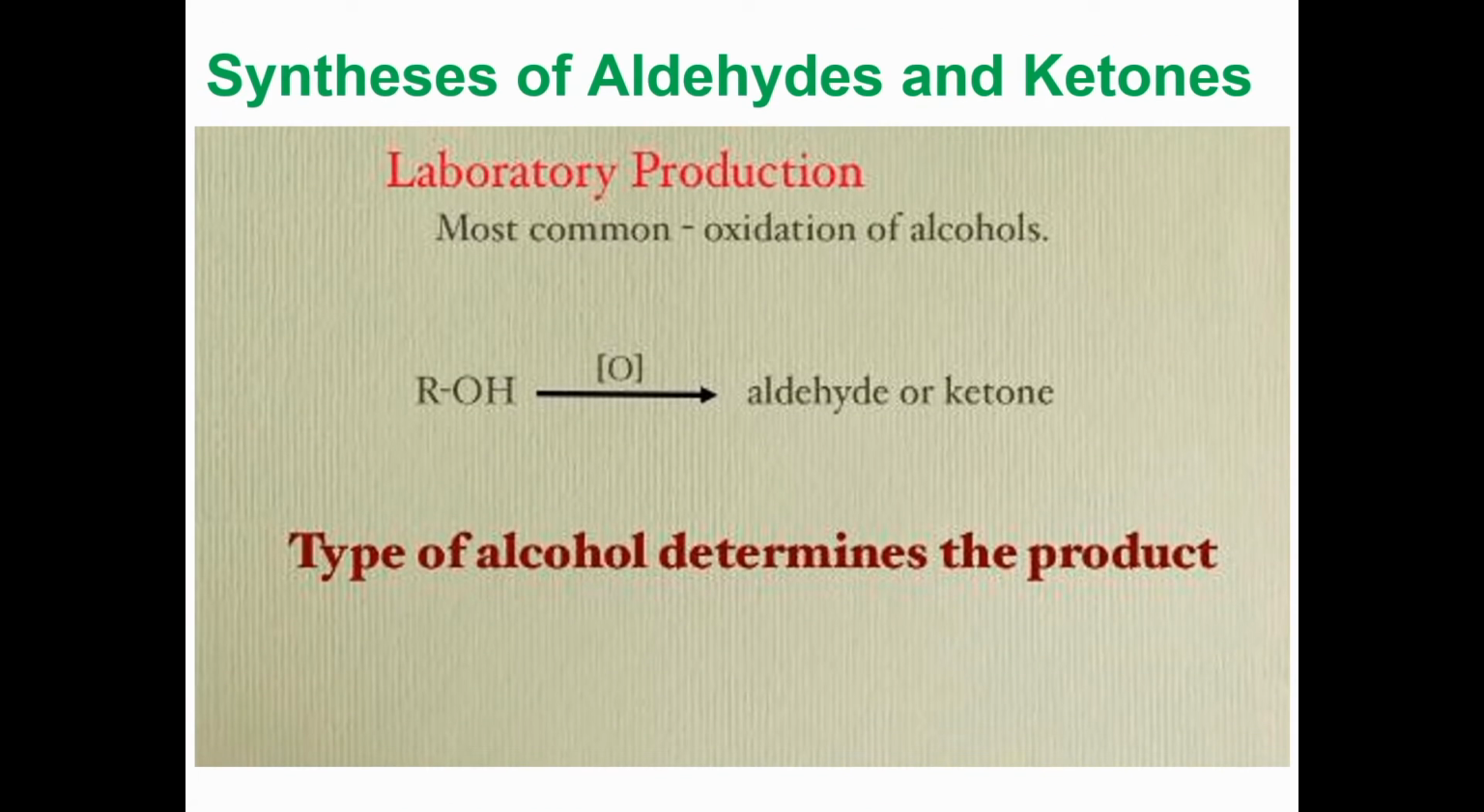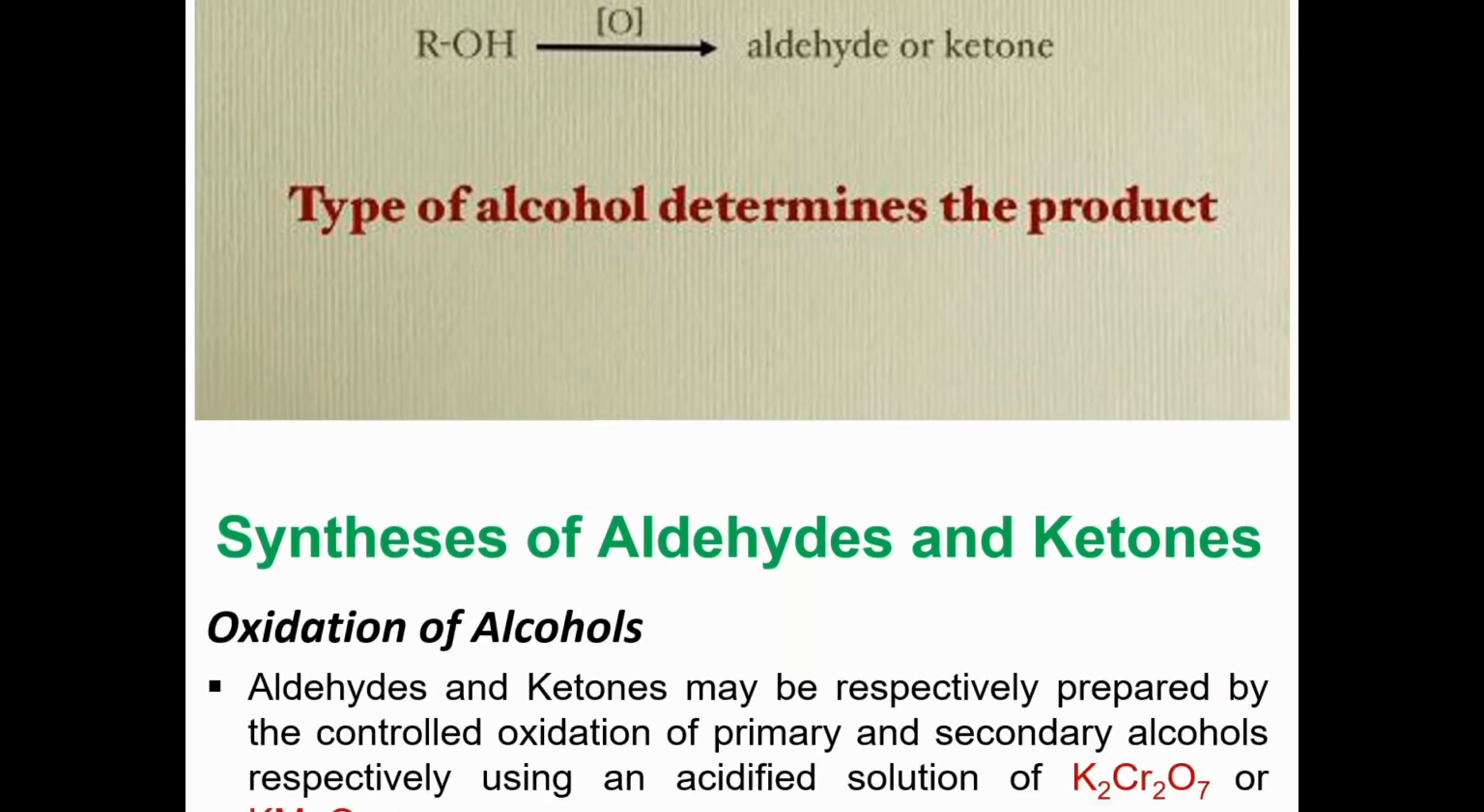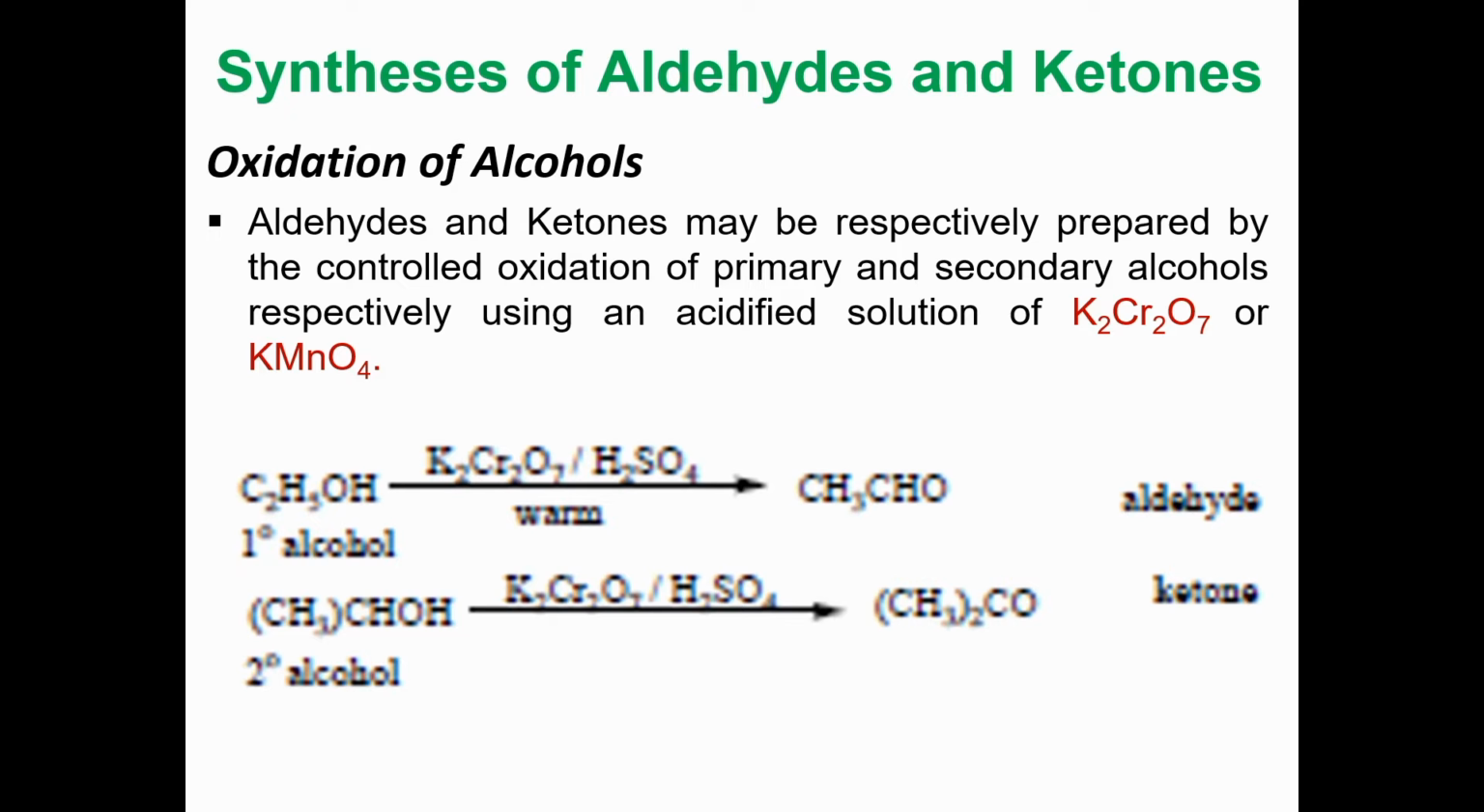In the laboratory, most preparation of aldehydes and ketones is done using oxidation of alcohols. With primary alcohols, aldehyde will be synthesized, while with secondary alcohol, ketone will be produced. A typical example of oxidation reaction is where acidified chromate and permanganate are employed. For primary alcohol, aldehyde is formed. For secondary alcohol, ketone is formed.